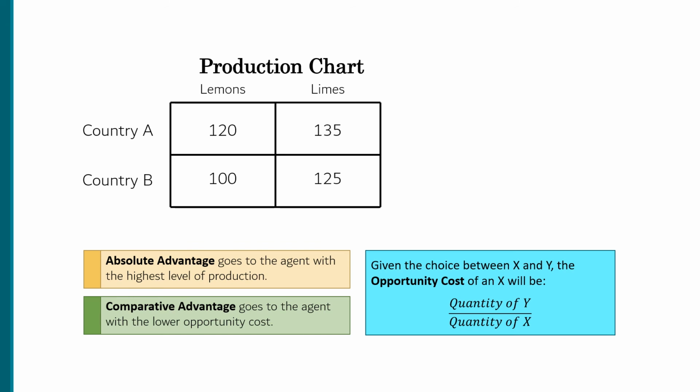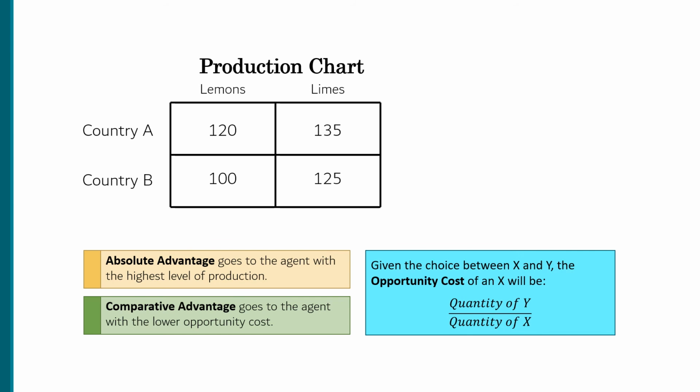Let's do one more example just to make sure we've got it. Here I have two countries, A and B, and they're each going to produce lemons and/or limes. Country A maxes out at 120 lemons, or instead, they could max out at 135 limes. Country B maxes out at 100 lemons, or 125 limes.